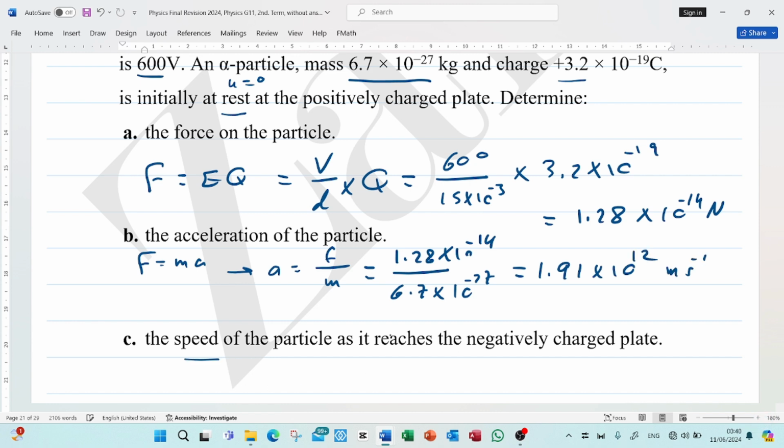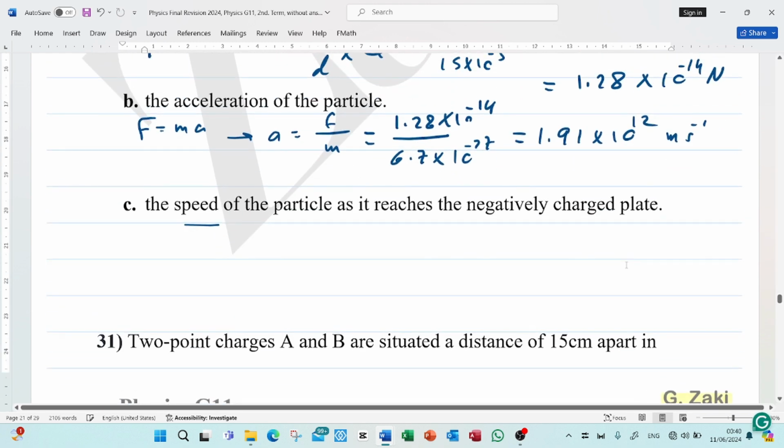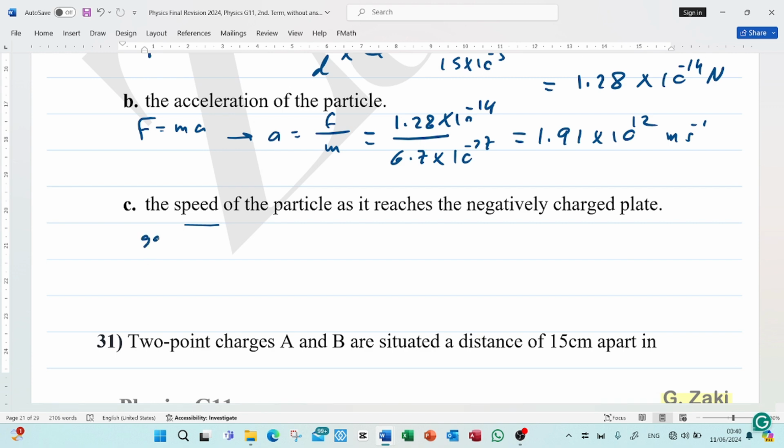The speed of the particle. To get the speed, we know that the gain in kinetic energy equals the loss in potential energy, which is the work done. So half m v squared equals q times V.